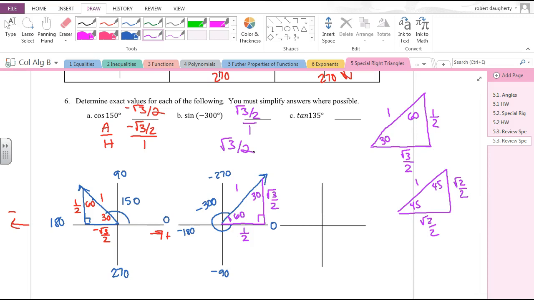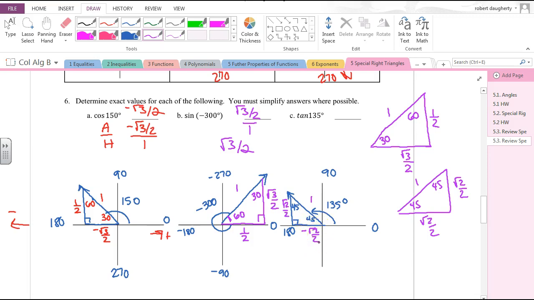The tangent of 135. So first thing, draw the angle 135. So when you draw that angle, that's right here. Okay, that is 135 degrees. Then draw a right triangle. So the central angle you see here has to be 45 degrees. That makes this 45 degrees as well, because 135 and 45 equal 180. According to my special right triangles, that is 1. That is square root of 2 over 2. That is negative square root of 2 over 2.